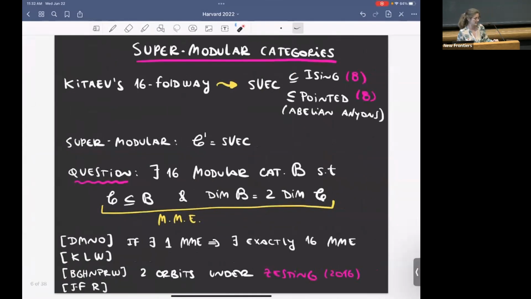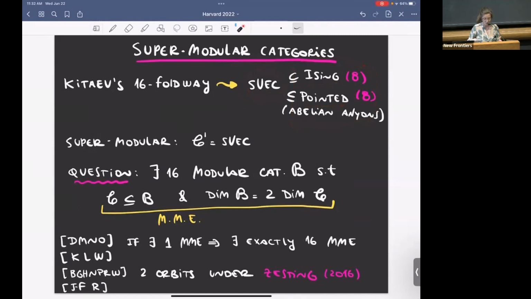And then I was telling you that in this other context of studying these supermodular categories, we also saw Zesting emerging there. Kitaev's 16-fold way tells us that if we have the category of super vector spaces, there are 16 modular closures. So there are 16 modular categories that have a supervect inside, and whose dimension is 2 times the dimension of this category. So this has dimension 2, and these are modular categories of dimension 4. 8 are Ising types, and 8 are pointed. Pointed is just that they are abelian theories.